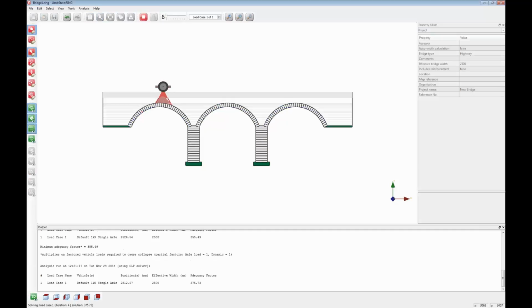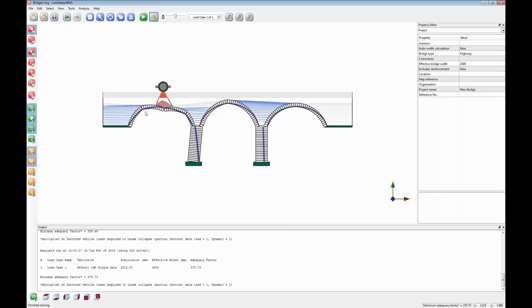Now normally you would use vehicle loads rather than a notional 1 kilonewton load, and you'd also put partial factors in. So normally this number would be ideally somewhat above 1. Here, because we've worked with a 1 kilonewton load, we've actually got a much bigger multiplier, which, as I mentioned earlier, reflects the load required to cause collapse. And what I can do is I can move the load around and explore different failure modes.